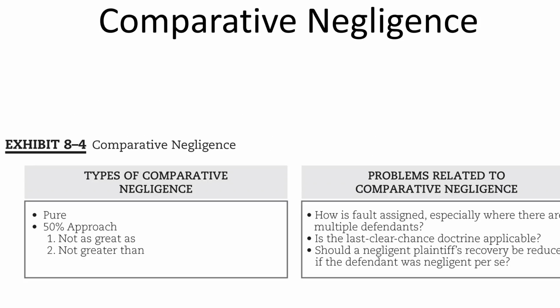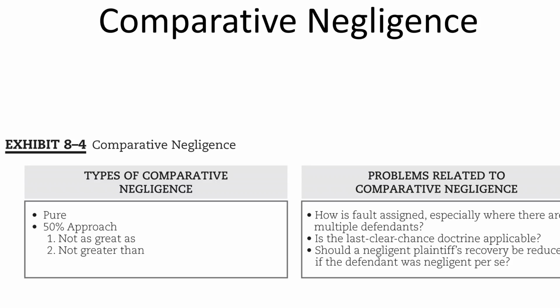Now, there are two types of comparative negligence, pure and the 50% approach. Under the pure system, the plaintiff can recover no matter how extensive his or her negligence. So if the plaintiff is found to be 80% negligent by the jury under a pure comparative negligence system, he will still be able to recover 20% of his damages, even though he was 80% negligent. Now, this is contrasted with the 50% approach, where a plaintiff would be precluded and barred from recovering because he's more than 50% responsible for his or her own injuries.